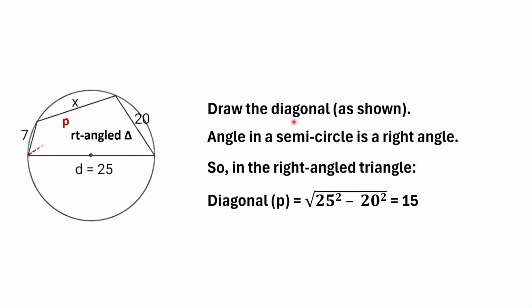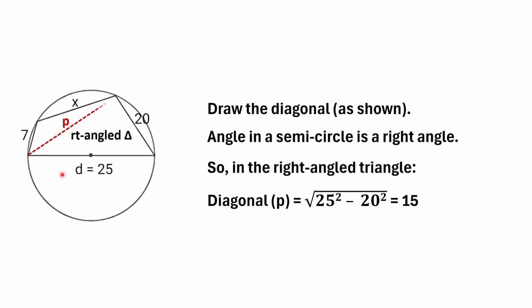Now draw the diagonal as shown. You can see the animation. Supposing the length of the diagonal is p units. So you are drawing the diagonal as shown by the animated line.